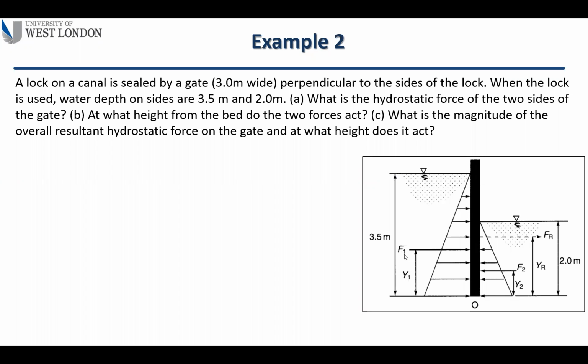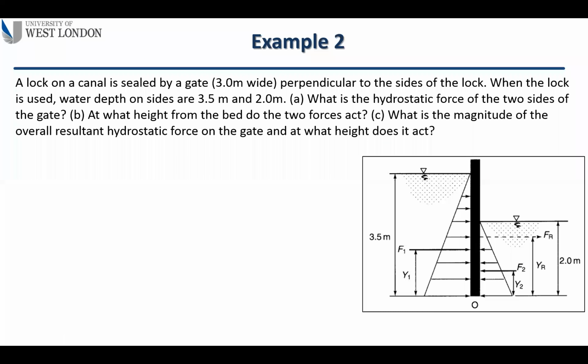Specifically in this figure, we need to see what's the resultant force. Okay, if you have a resultant force on the left-hand side F1, what is its location? Or in other words, let's see what is Y1. And for the right-hand side, if the resultant force is denoted by F2, what is Y2? Okay. And for section C, the question is what is the magnitude of the overall resultant hydrostatic force on the gate? And at what height does it act? So if I want to convert both of them into one, how does it work? Let's see how we can resolve this problem.